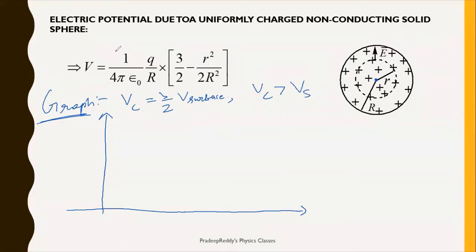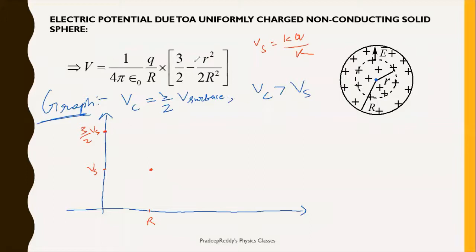Now the potential at the center is a very large value, that is 3 by 2 times that of V on the surface, and this is V on the surface. So V on the surface value is known. V on the surface is K Q divided by capital R. So 3 by 2 times that at the center. Now this is capital R, the radius. So at capital R, what is the value? It is Vs. And now you should plot the graph.